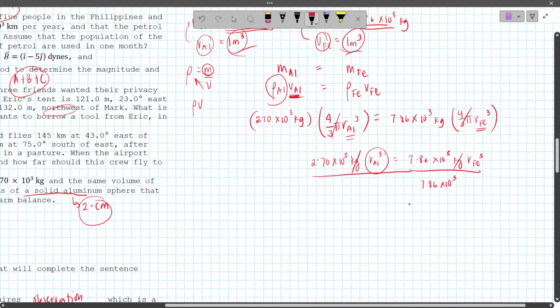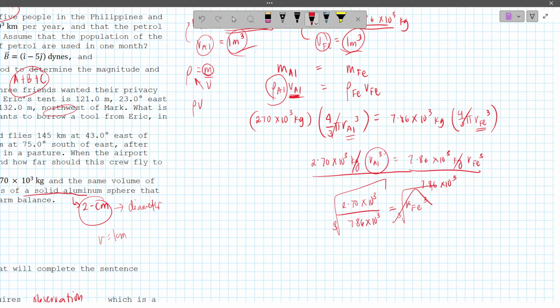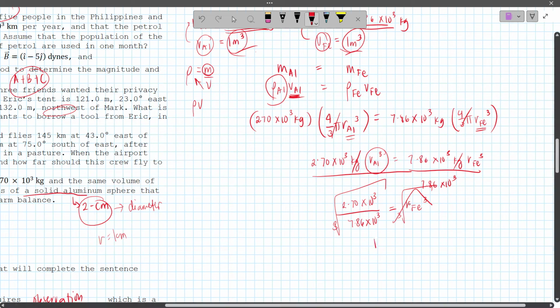and plug in tayo ng radius ng aluminum. So, sabi dito, you have a 2 centimeter solid aluminum sphere. So, pag ganito yung ginagamit, this means that this is the diameter, which means that the radius that we're going to use is 1 cm. So, you simply have 2.70 times 10 raised to 3 over 7.86 times 10 raised to 3. And this will give us the R of Fe cube. Then, we get the cube root. So, cube root of 2.70 times 10 raised to 3 over 7.86 times 10 raised to 3. And this will give us R is equal to 0.700 centimeter. Okay? So, yung radius ng ating iron is 0.700 centimeter.